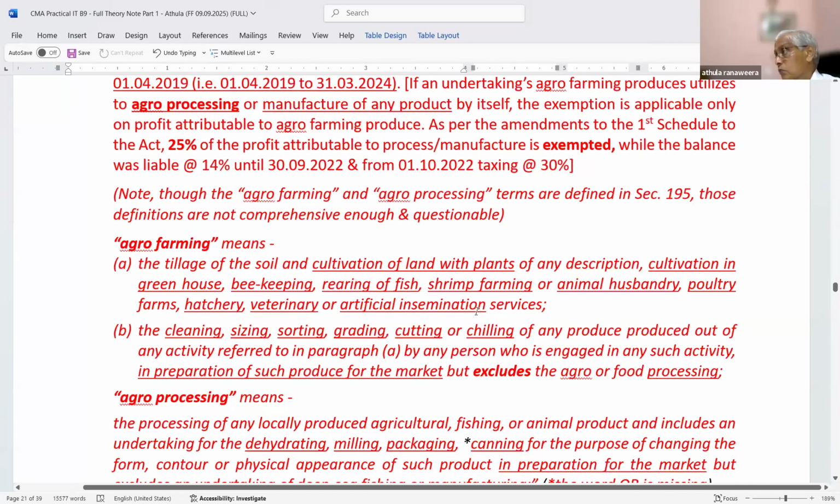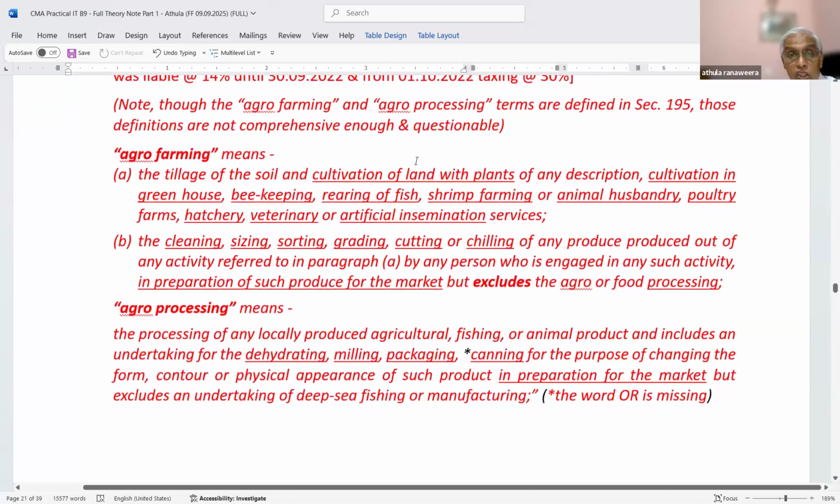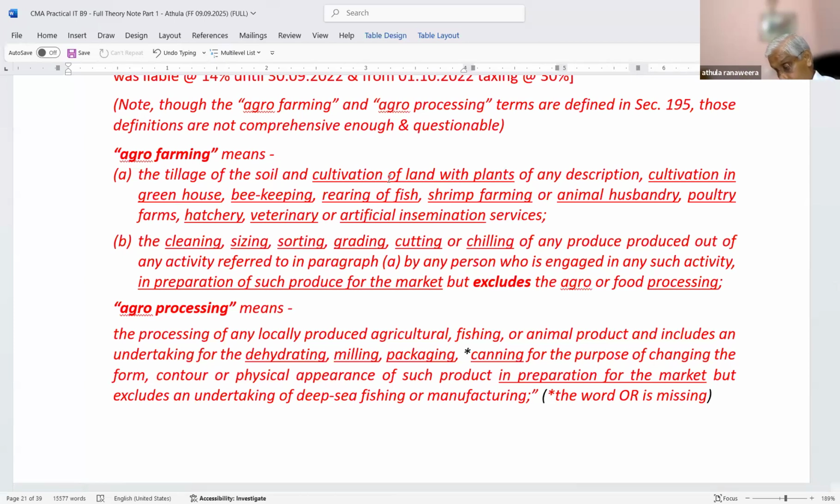This is mainly for the dairy industry and all. All these are covered with agro farming. See, even poultry farming was exempted for 5 years in Sri Lanka. Animal husbandry, all animal husbandry was exempted. Then in addition to these things, now suppose you are doing animal husbandry or poultry farming, you rear broiler chicken, broilers.